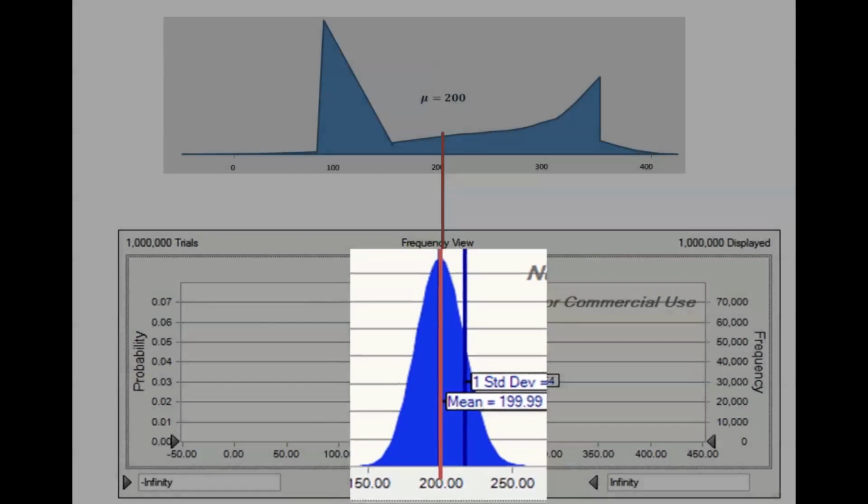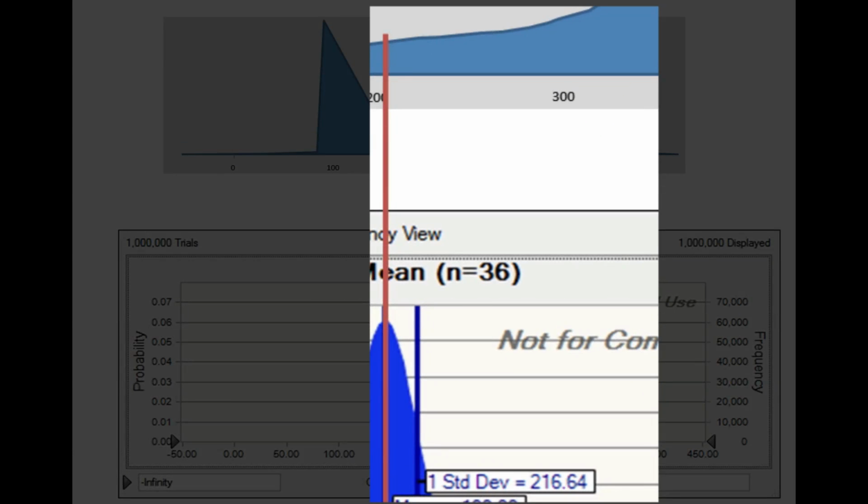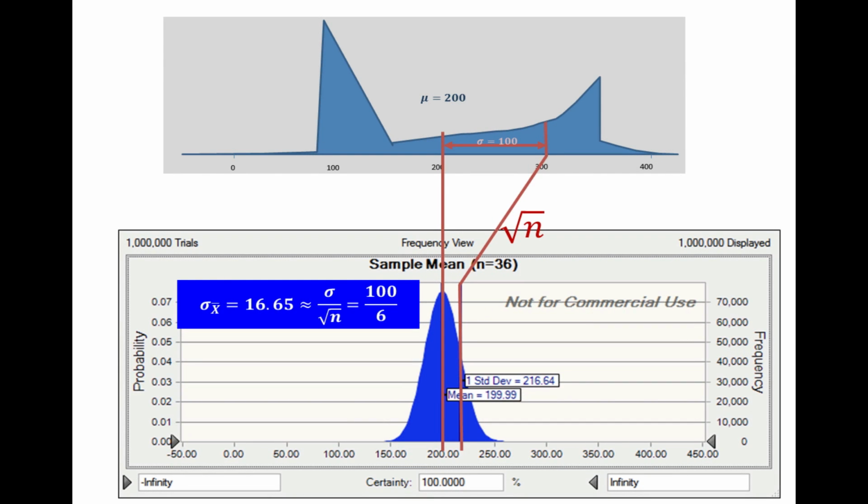Second, we found that the sample mean follows a normal, or seems at least to follow a normal distribution. And third, we found that the standard deviation of the population was 100, whereas the standard deviation of the sample mean was only 16.65, almost exactly 1/6, or the square root of 36, of the population standard deviation.